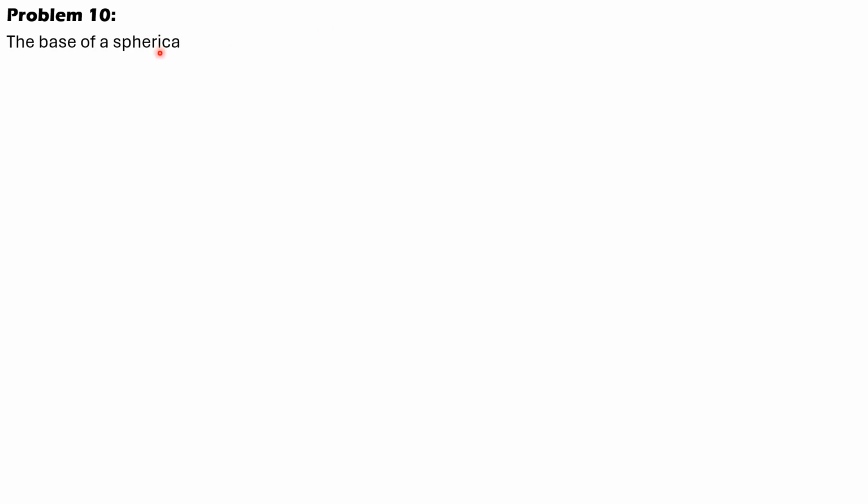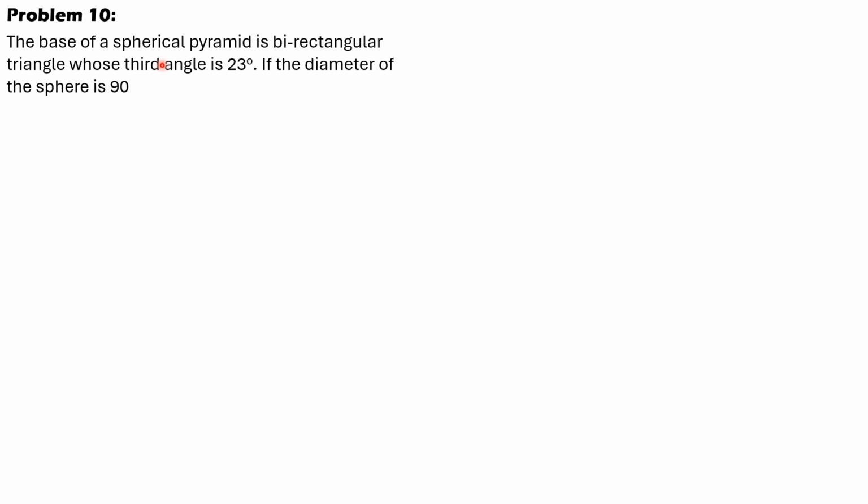Problem 10. The base of a spherical pyramid is a birectangular triangle whose third angle is 23 degrees. Because it is birectangular, meaning the two angles are each 90 degrees, therefore the spherical excess is automatically this third angle, 23 degrees. If the diameter of the sphere is 90 cm, the radius is 45 cm. Find the volume of this spherical pyramid.